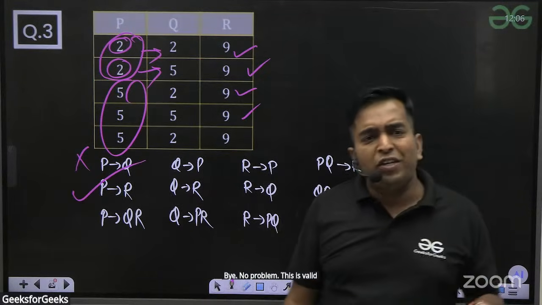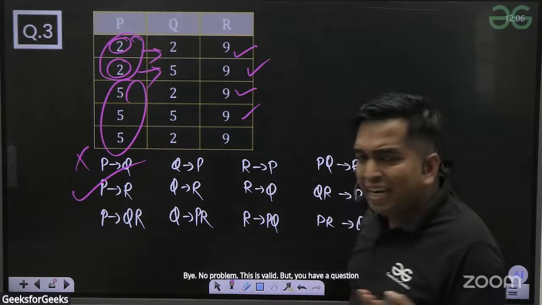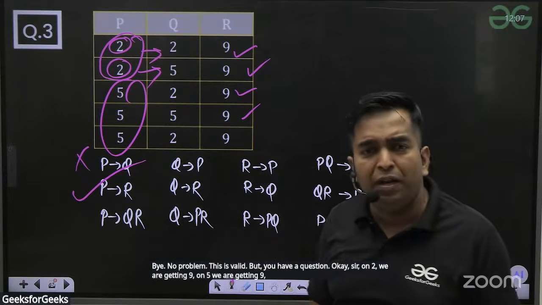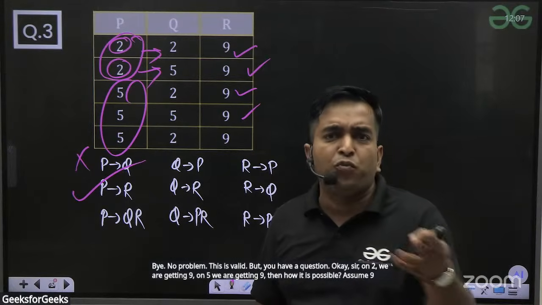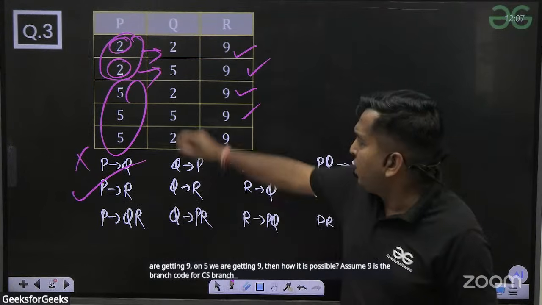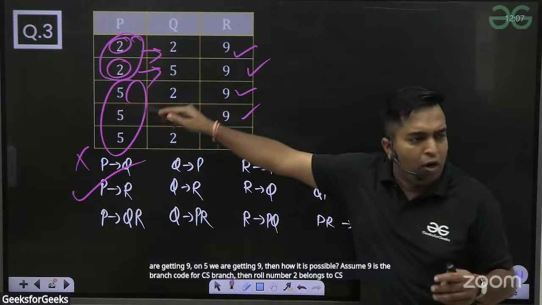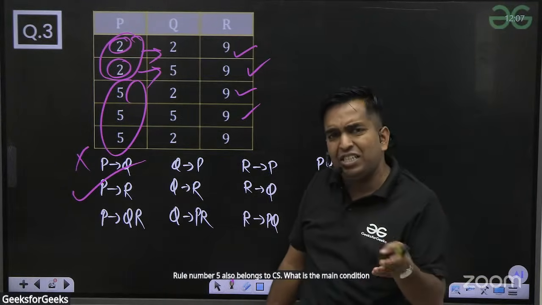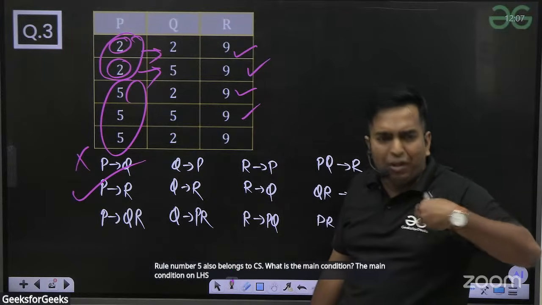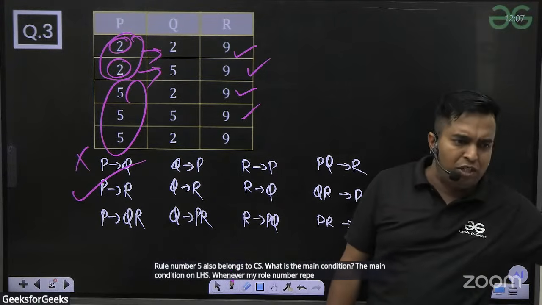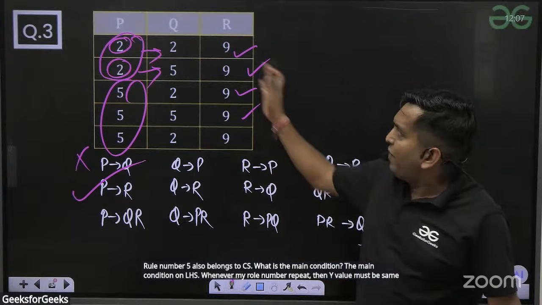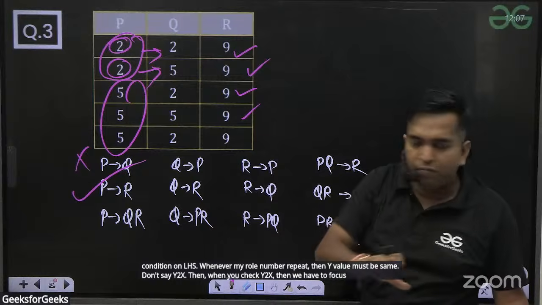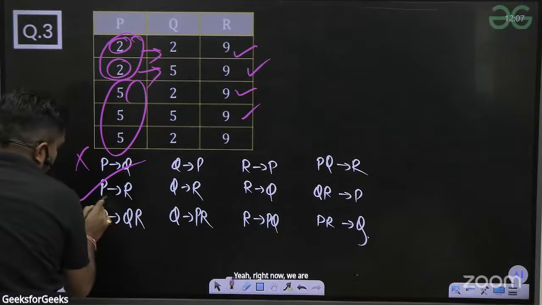But you have a question. Sir, on 2 we are getting 9, on 5 we are getting 9. Then how is it possible? Assume 9 is the branch code for CS branch. Then roll number 2 belongs to CS, and roll number 5 also belongs to CS. What is the main condition? The main condition on the LHS is that whenever my roll number repeats, then the Y value must be the same. Don't say Y2X. When you check Y2X, then we have to focus on the Y value. Right now we are checking X to Y.